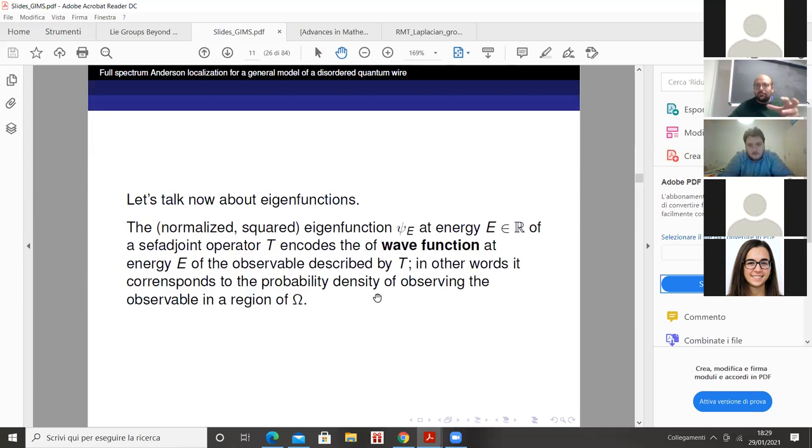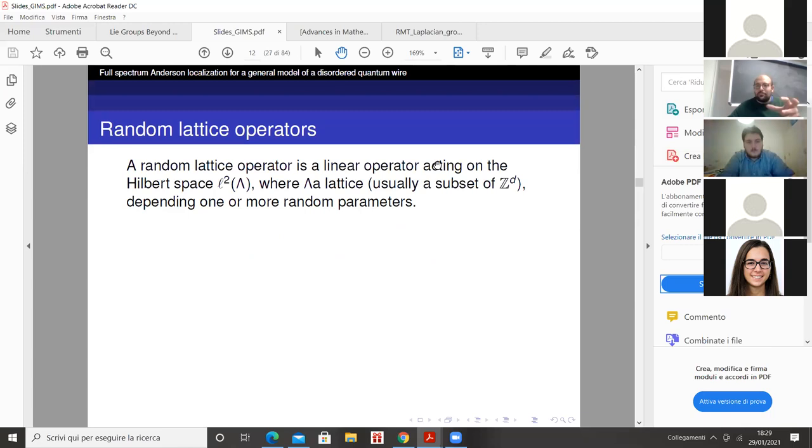Okay, so now we are entering into something more on topic. What I'm studying enters here, so what is a random lattice operator? It's just an operator that acts on the Hilbert space of summable sequences that are lattice valued, where this lambda is a lattice, usually a subset of Z^d, but it can also be, for example, a hexagonal lattice or something more complicated. And of course, it is random, so it has some random parameters in it. So let's take some examples.